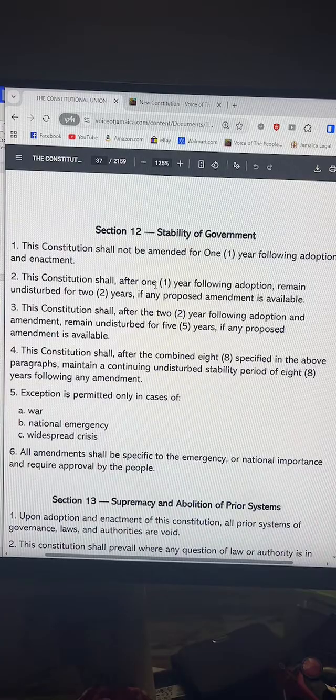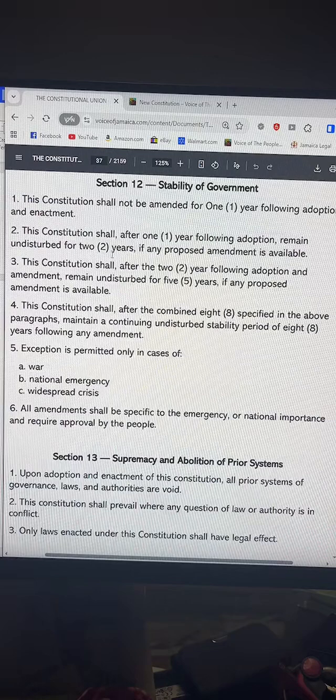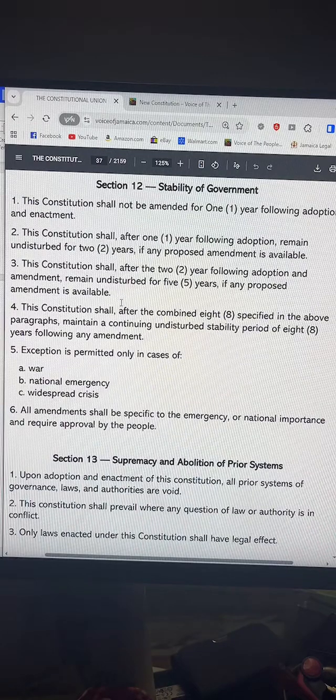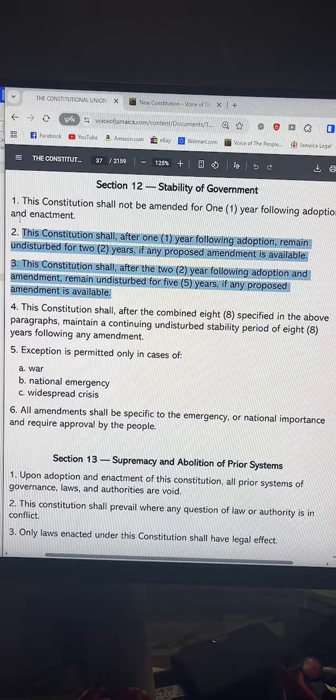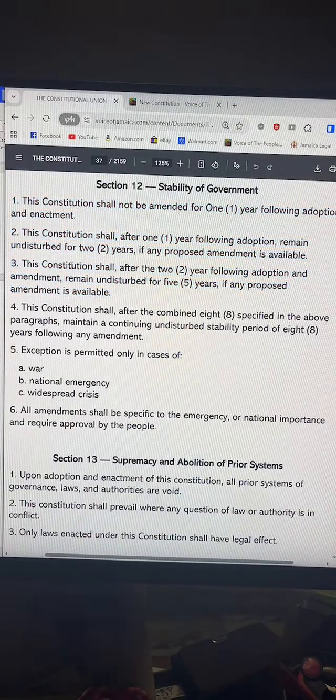Second, this constitution shall, after 1 year following adoption, remain undisturbed for 2 years if any proposed amendment is available. This constitution shall, after the 2 years following adoption and amendment, remain undisturbed for 5 years if any proposed amendment is available. So here we have various periods to allow the constitution to mature, to allow the systems and the people to get familiar with the governmental structure before it becomes more concrete.